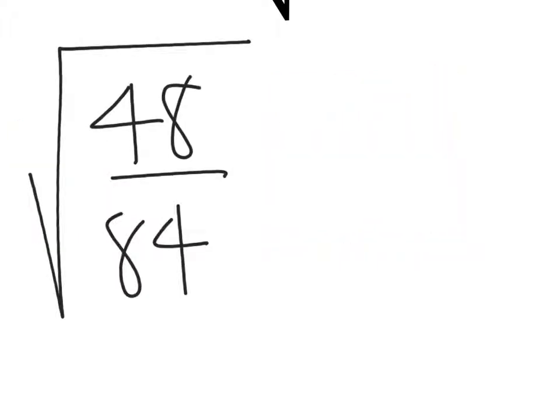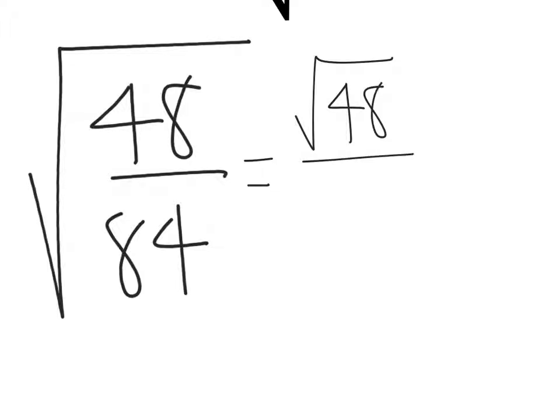Okay, so let's talk about what would have happened if you hadn't actually recognized that you could reduce this. The question is, would you still have ended up with the same answer? So I'm going to go through a lot longer process this time, but I'm going to do the same thing. So I'm going to end up with the same answer. So instead of square root of 48 over 84, I'm going to break this up into the square root of 48 over the square root of 84.